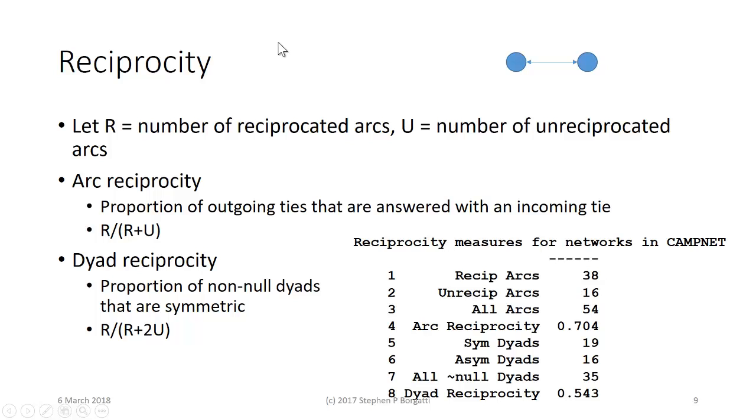Reciprocation. So we can ask, though, in general, how often, when somebody sends a tie, do they receive a tie from that same person? And that's what's called arc reciprocity. And that's usually the one that people are interested in. So in this data set, CampNet, it's 0.704. About 70% of the time that somebody sends a tie, they actually get a tie back.